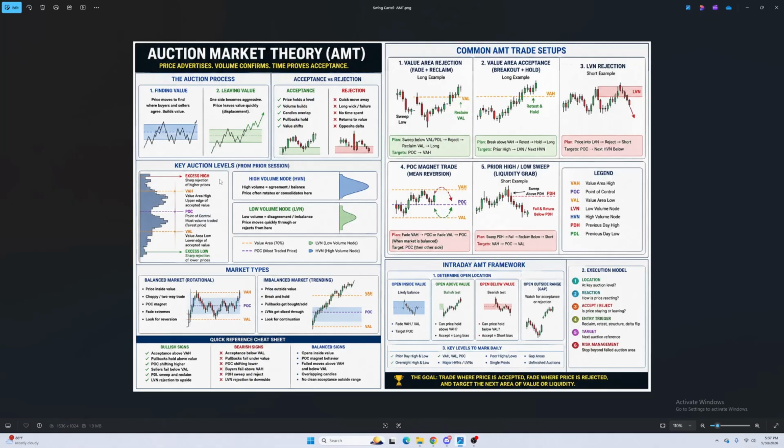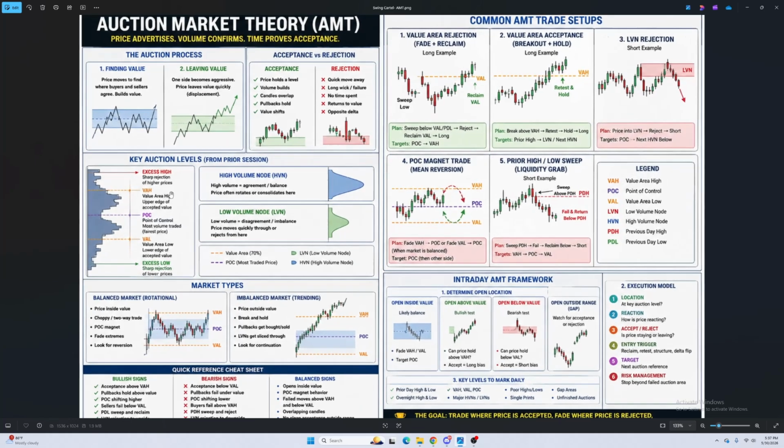We have our key auction levels, right? From prior sessions is the high volume nodes. It's an agreement and balance. Price often rotates or consolidates here, like what I was saying, right? Low volume node, low volume is a disagreement or imbalance of price range, right? It's usually going to be these ledges at the bottom, right? Pretty good for trading. You trade these and they act as support and resistance. They work wonderfully.